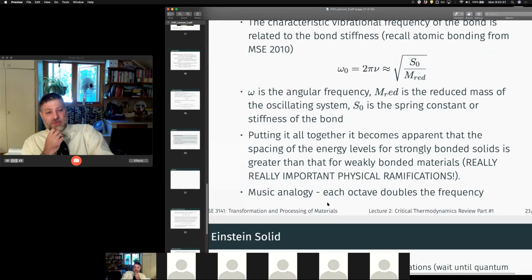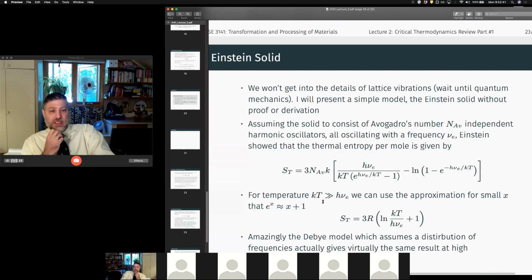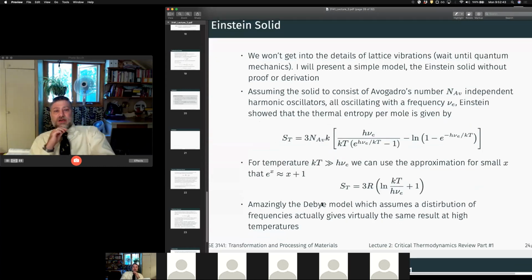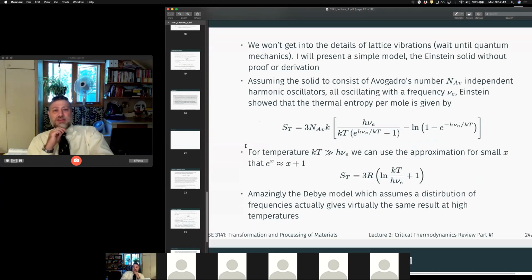Okay, so I'm not going to really go into the details of lattice vibrations. You'll get that when you study quantum solids. Have fun calculating the electron in a potential well. You'll do that ad infinitum. But I'm going to present something from this Einstein solid model without any proof or derivation, right?